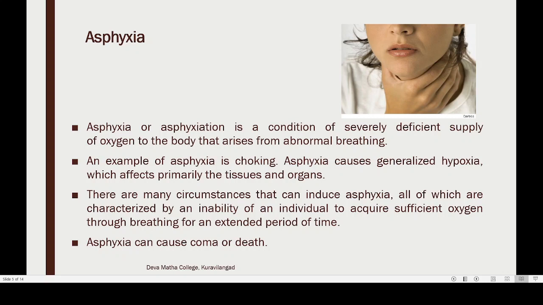What is asphyxia? It is a severely deficient supply of oxygen that arises from abnormal breathing. So it's only a slight difference. It's a severely deficient supply of oxygen to the body that arises from abnormal breathing. An example of asphyxia is choking, just like somebody holding your neck, or hanging, and other types of asphyxia. That is generalized asphyxia, because the trachea will be blocked. And if the trachea is blocked, the lungs may not be able to get a sufficient amount of oxygen.